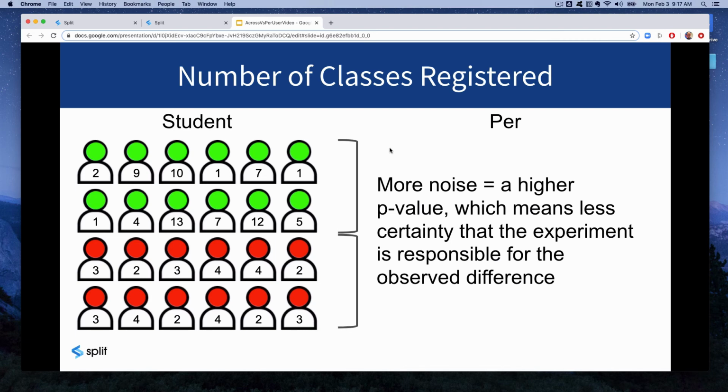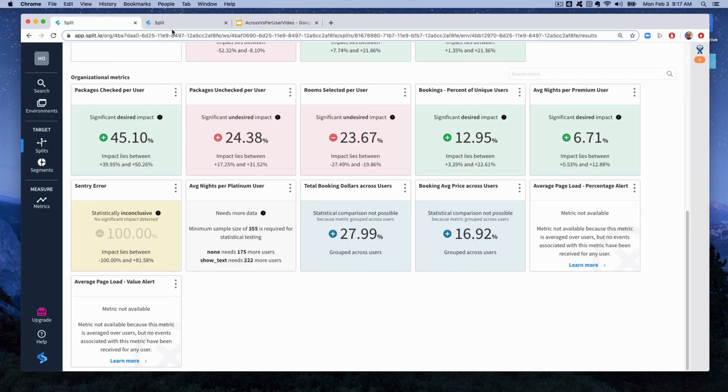So that might lead you to ask the question: what good are these across metrics if I can't make a statistically significant conclusion about them? And the answer is, don't use them to do that. You can use them to get a general idea of how a particular split is operating. They work well as organizational metrics, where they would show up in a split where maybe the focus of the split is not booking dollars, but it's something that you want to keep an eye on to understand what it's doing in a general way.